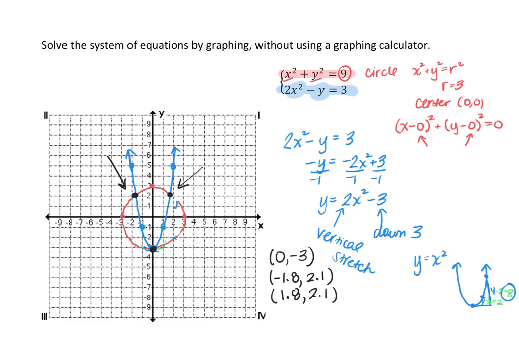But you can see the drawback here, of course, is that these two intersections are just estimates. And that's the drawback to solving graphically, that if we're doing this by hand, there's a lot of room for human error.